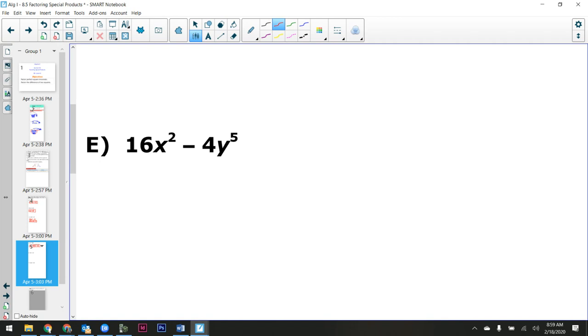Did we all check for a GCF? Yes. Good. All right, so 4 comes out and left with a 4x squared minus y to the 5th. Okay, good. So this is a difference. Our first term, 4x squared. Is that a perfect square? Y to the 5th. Is that a perfect square? No. Bummer. That's all I can do.